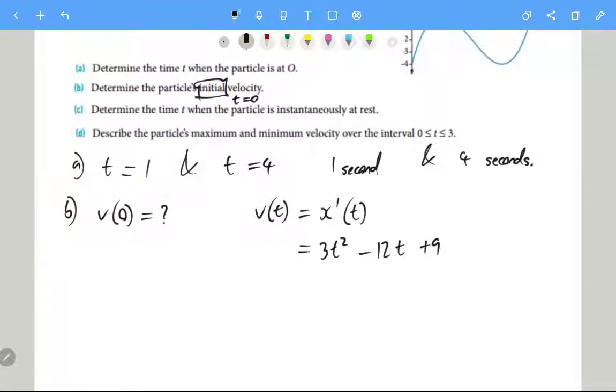So what's the initial velocity going to be? That's v of 0, and that's going to give us 0 minus 0 plus 9, which equals 9.